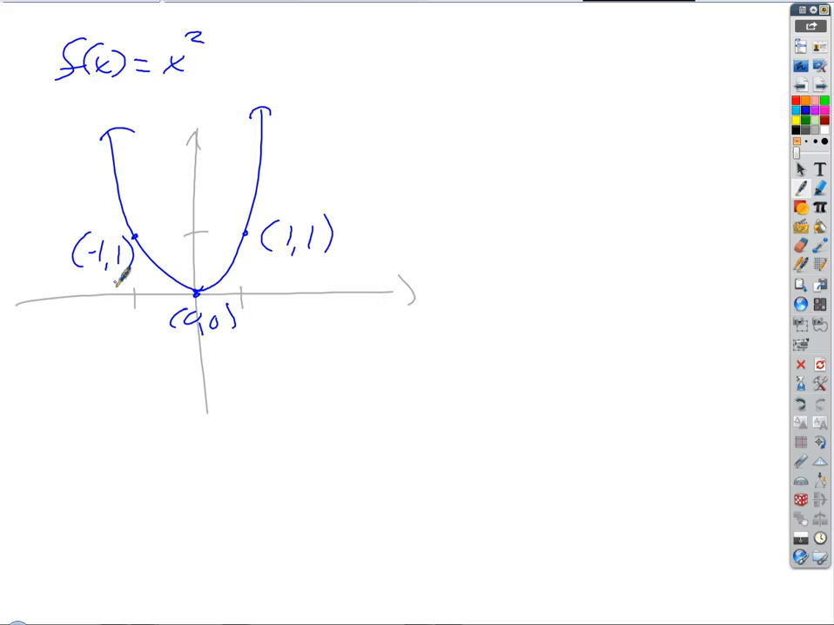How could I do that? How could I take the... I want to write a new function, let's call it g of x. So if I want to tweak this, I'm going to do some transformation. So I've got g of x. What's some stuff I can do to x squared to stretch it, compress it, slide it, do all that kind of stuff? What can I do?